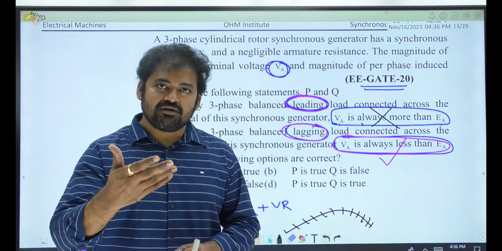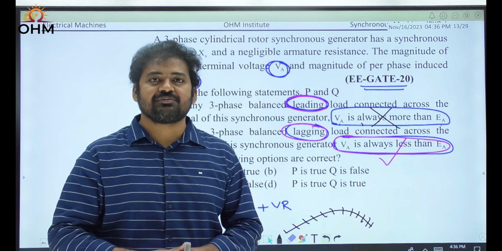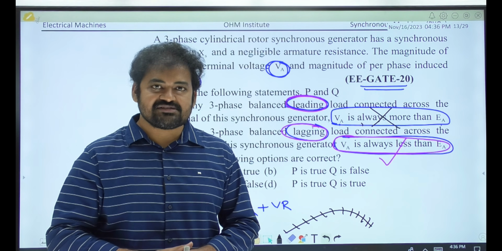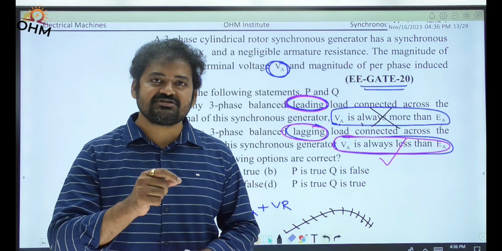So in the next lecture, I will try to discuss the 2 marks questions that we have from GATE previous examination papers in the synchronous machines subject.